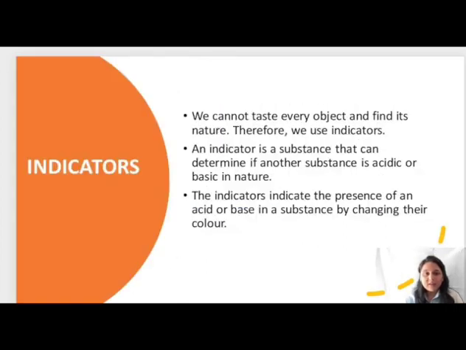So our next topic is your indicator. What is an indicator? An indicator is a substance that can determine if another substance is acidic or basic in nature, or it can also help us determine the substance is neutral. The reason we use these indicators is because we cannot taste every object and find its nature. So we use indicators to determine whether the substance is acidic or basic in nature. If we put the indicator in an acidic or basic solution, it changes color. And if the color changes, that tells us whether the substance is acidic or basic.